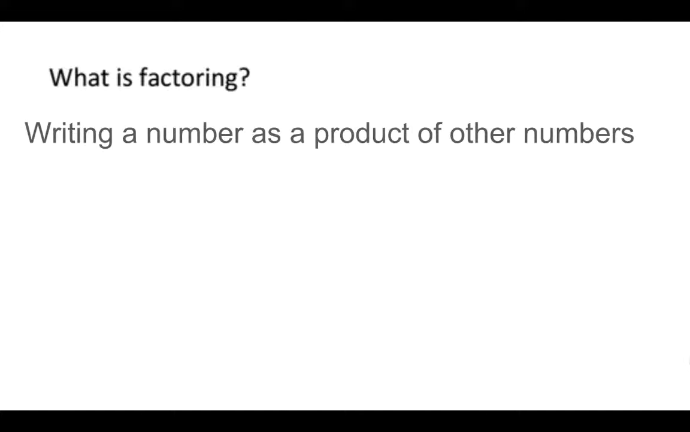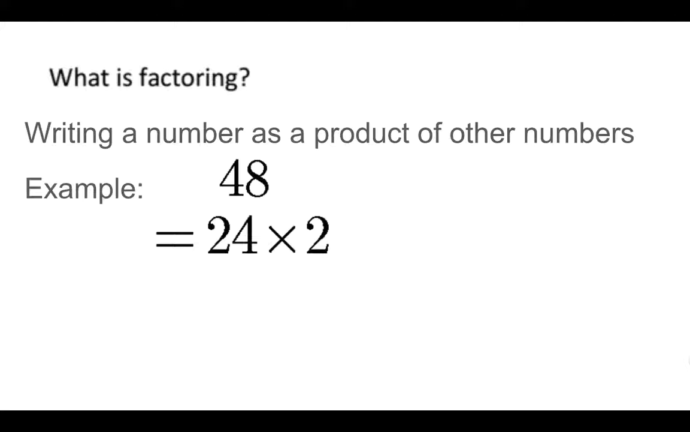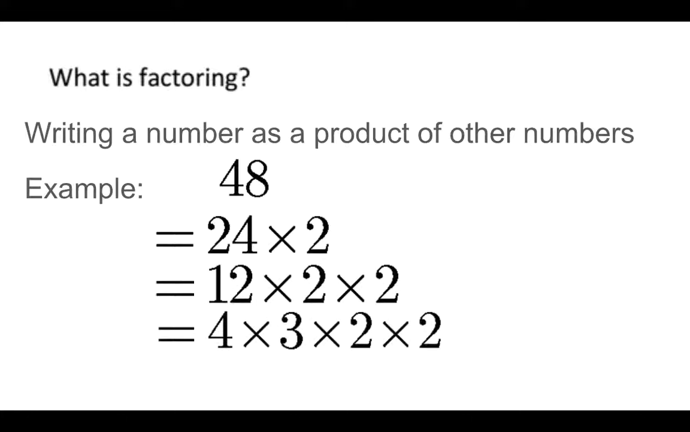So first, what is factoring? I also asked the question, when was the first time you did factoring? And if you think grade 10, when we did quadratics, it was actually way before that. Factoring is just writing a number as a product of two other numbers. So what multiplies to 48? By factoring it, you're basically saying it equals 24 times 2. That's a product of two other numbers. It also equals 12 times 2 times 2. It also equals 4 times 3 times 2 times 2. And there's other things that it'll equal as well.